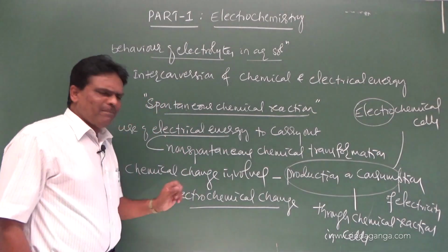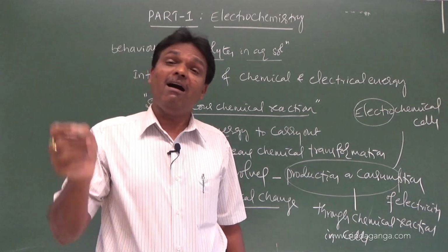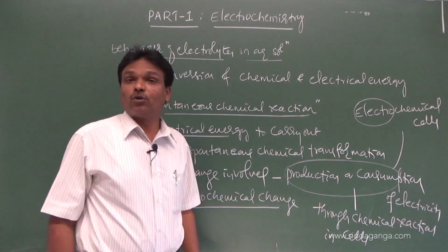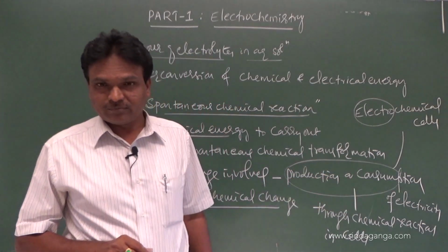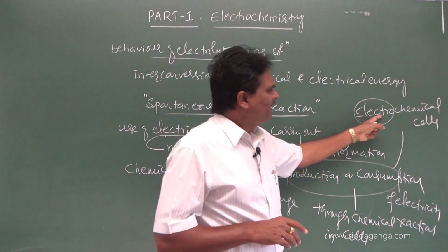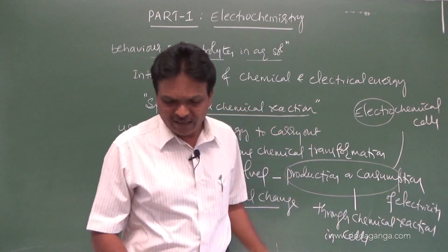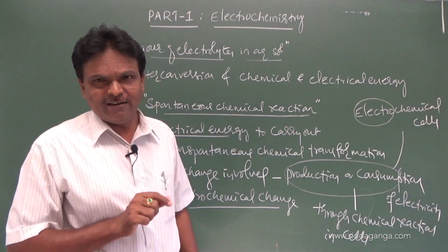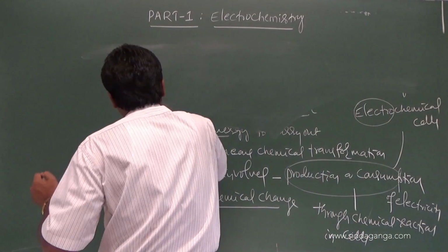In general, the chemical change involves either the production or consumption of electricity. Then that phenomenon is electrochemical change. The production or consumption of electricity through chemical reactions can be done by using cells called electrochemical cells. So what are electrochemical cells? Is it clear? Production or consumption of electricity. Observe it carefully. Production or consumption of electricity.